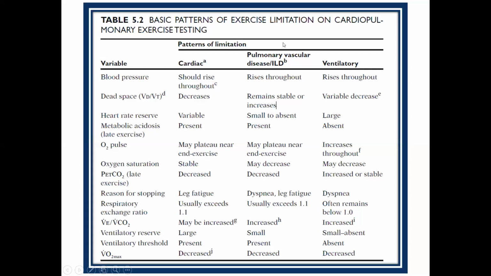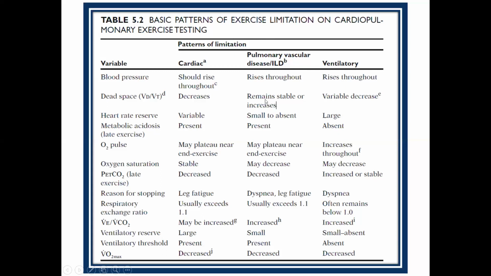This is usually related to either pulmonary hypertension, with the RV unable to get blood flow to the alveoli, or interstitial lung disease, but primarily pulmonary hypertension, okay? So a pulmonary vascular disease ILD pattern will be a mixture of cardiac and ventilatory. It will be a combination of the two.